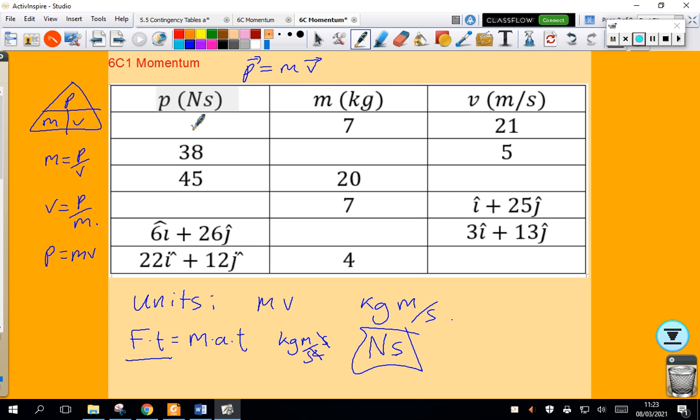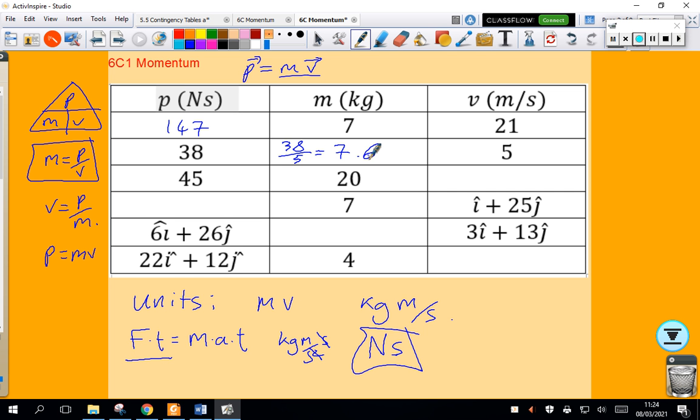So how do we calculate momentum? Well, it's mass times velocity. If the mass is 7 and the velocity is 21, the momentum will be 7 times 21. That's 147 newton seconds. If I'm given the momentum is 38 and the velocity is 5, and I want to calculate the mass, well, the mass is momentum divided by velocity. 38 divided by 5. 5 into 38 goes 7 times, remainder 3, so 3/5 or 7.6 kilograms.